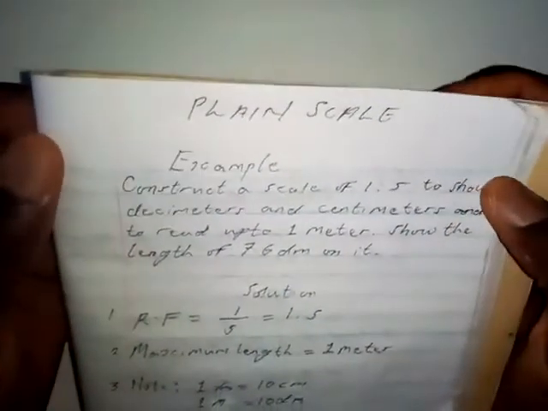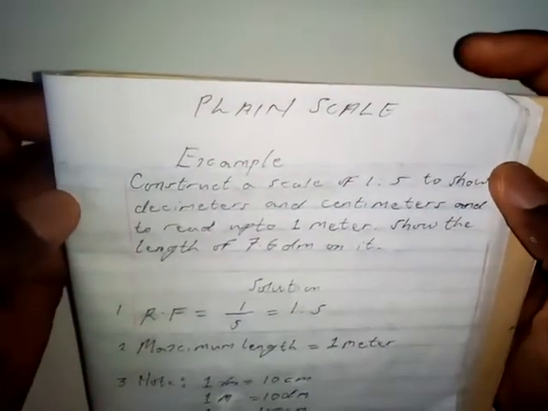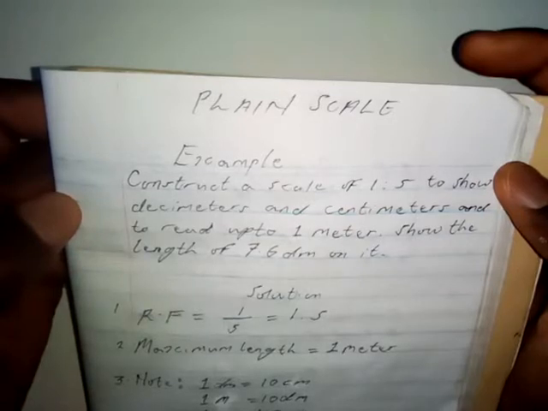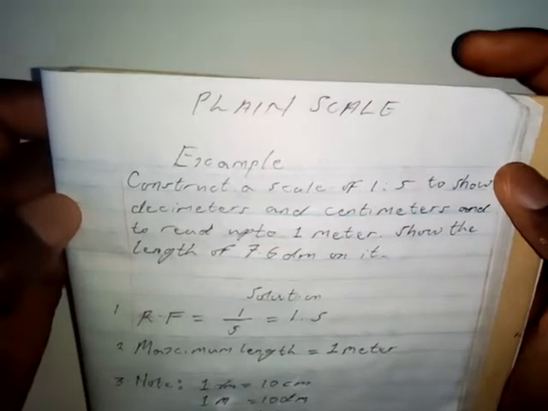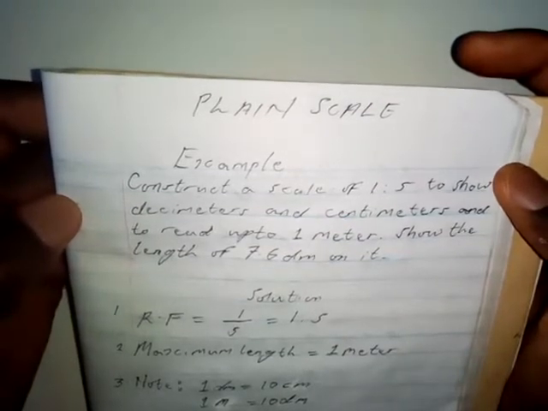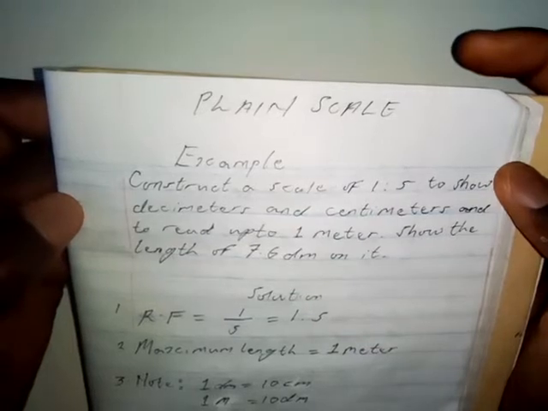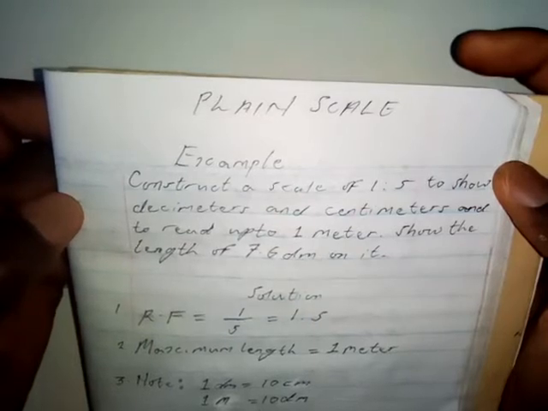Okay, now I want to show you the construction of a plane scale. And if you don't know what a plane scale is all about, it's a graphical scale that we use to show a maximum of 2 units of measurement. What are the units of measurement? I'm talking about centimeters, decimeters, millimeters, kilometers, meters, and so on. Those are the units of measurement.